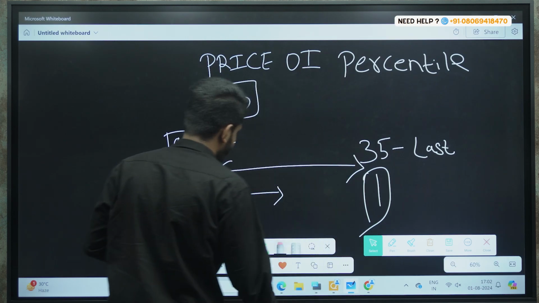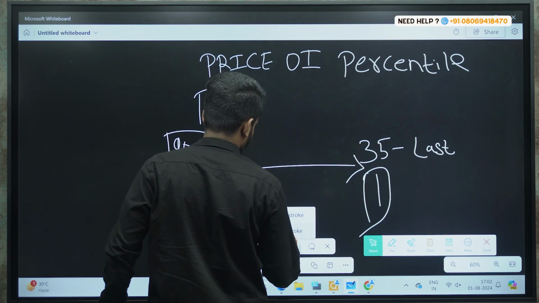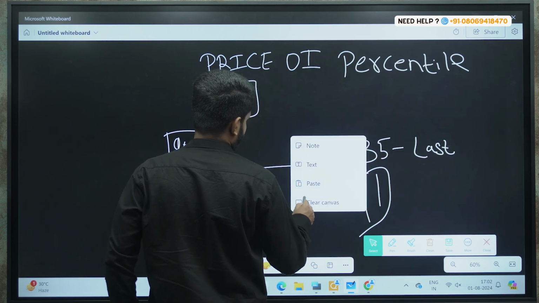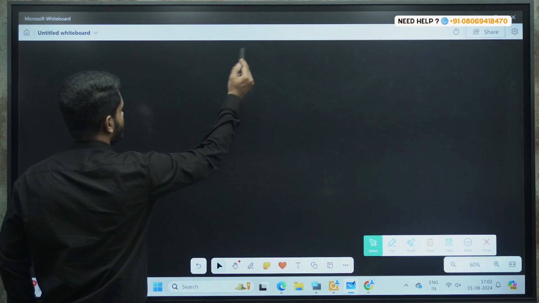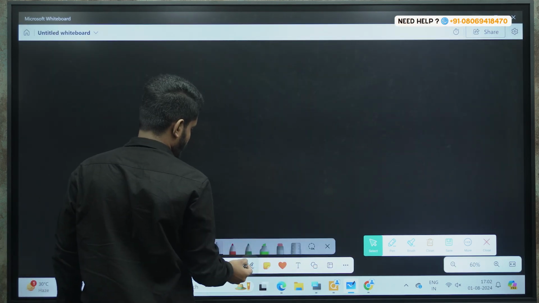Now let us go and check the condition. Okay, so let's check the condition now.